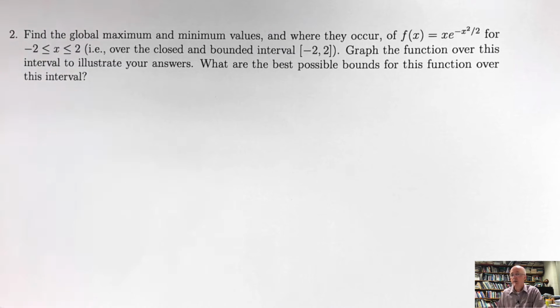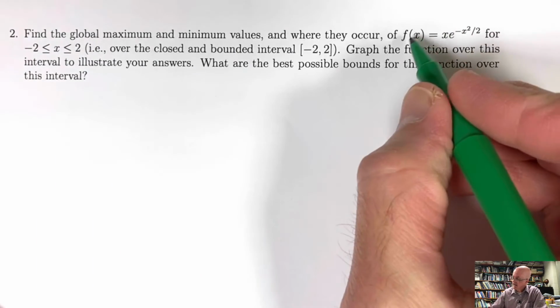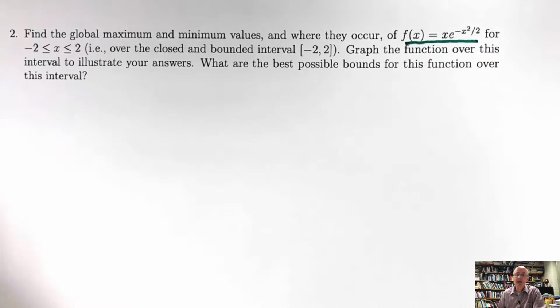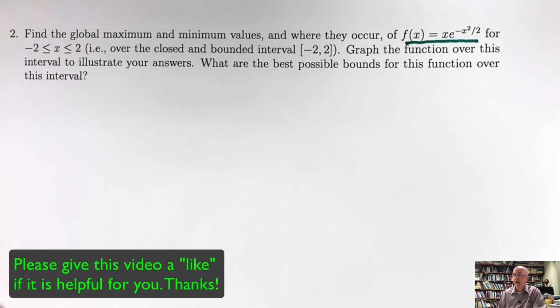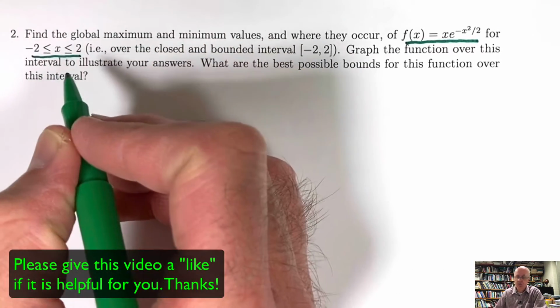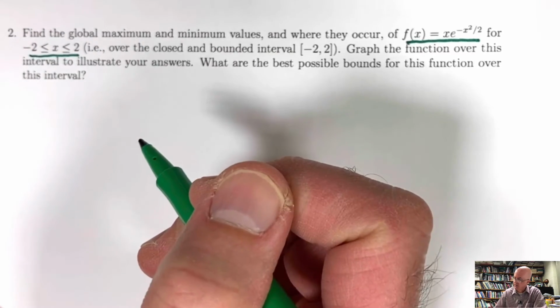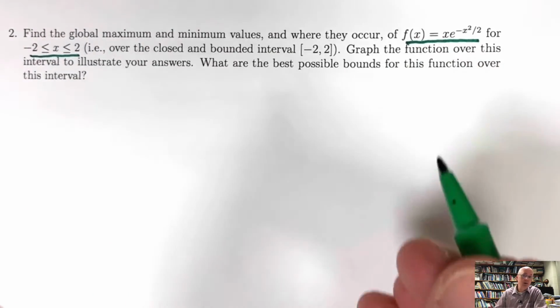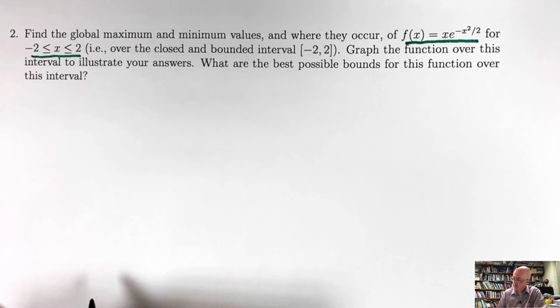In problem 2, we do the same kinds of things, but now the function is f of x equals x times e to the -x squared over 2. And you can see then when we find the derivative, we'll need the product rule, and we'll also need the chain rule. But the rest of the directions are similar. We once again have a closed and bounded interval. This time I picked -2 to +2. We're going to graph the function. We're going to think about what the best possible bounds of the function are over this interval.